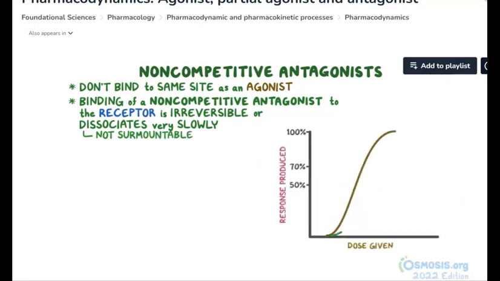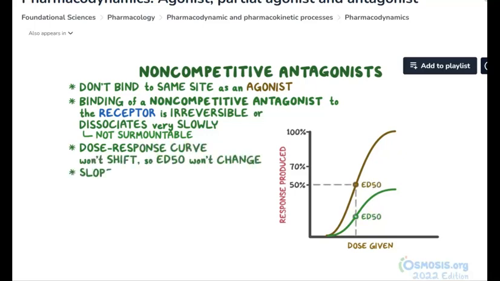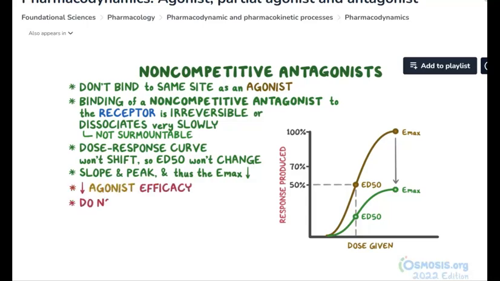What we see on a graph is that the dose-response curve won't shift, so the ED50 won't change, but the slope and peak, and thus the maximal effect Emax that can be achieved by any dose of an agonist, would be reduced. In other words, non-competitive antagonists reduce agonist efficacy without affecting agonist potency.